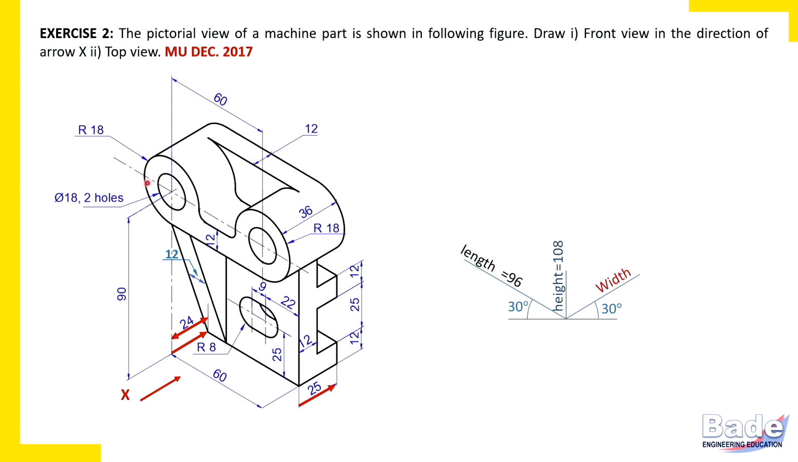Now from extreme front, 36, that is cylinder's axis length. But that is not width of the object, it is axis length of the cylinder. Width is from extreme front end to extreme back end. So it is 24 plus 25, that is 49. This is how we have identified length, height and width of the object. If required, pause the video, check whether you have understood overall length, overall width and overall height of the object. And now let's proceed.